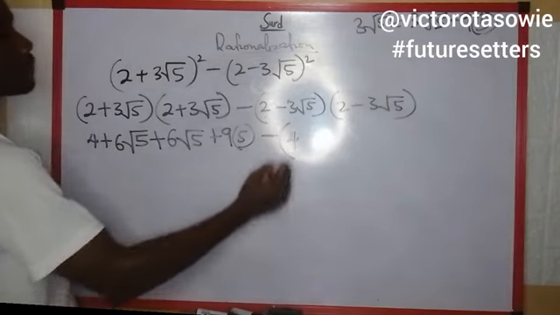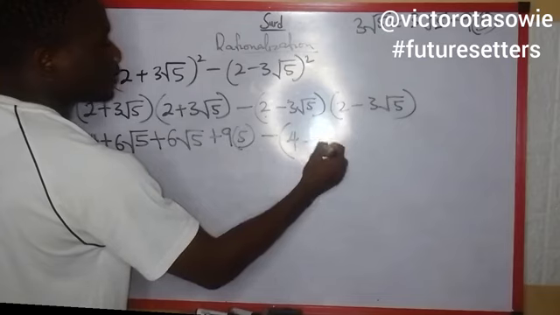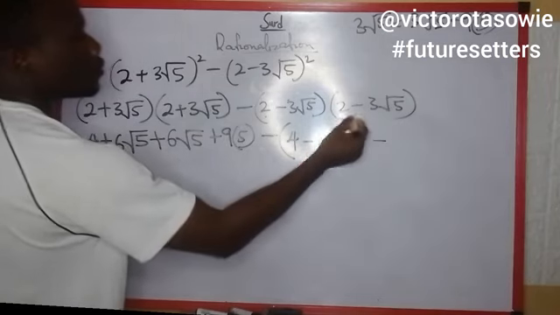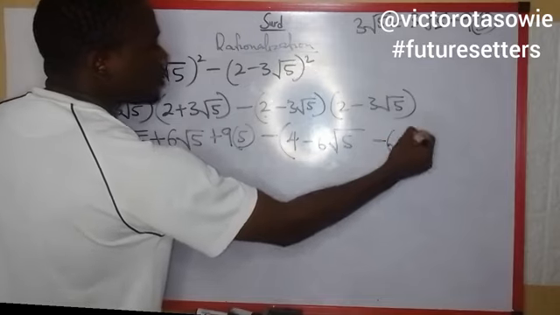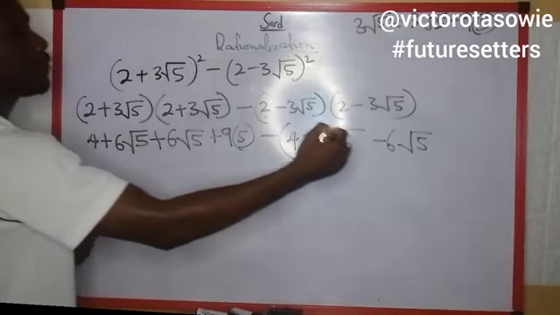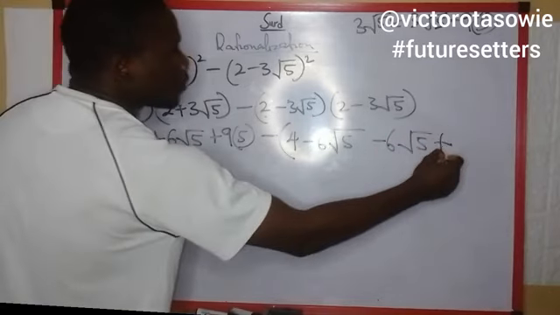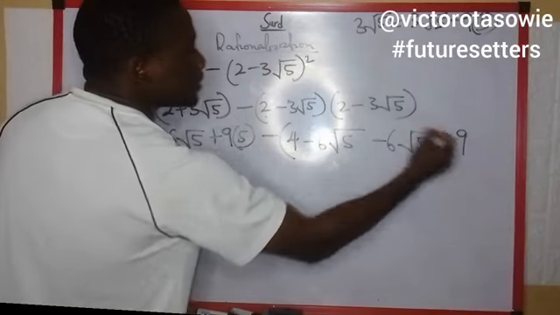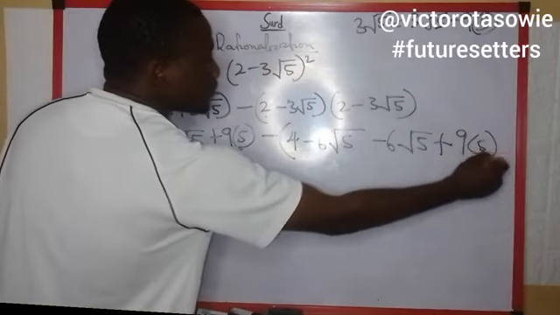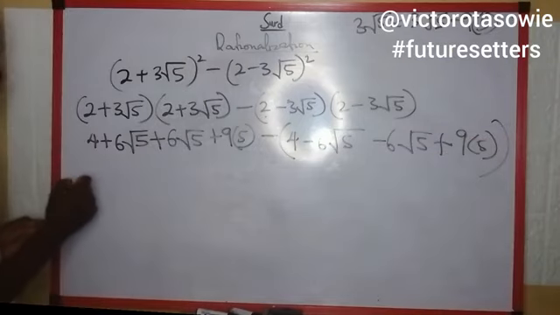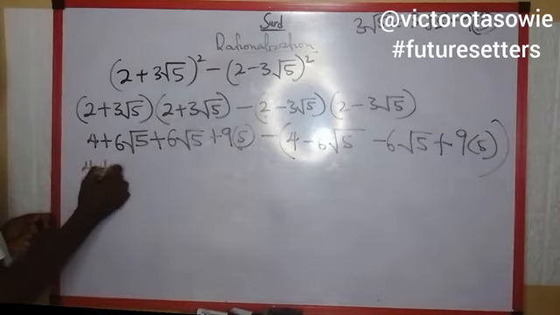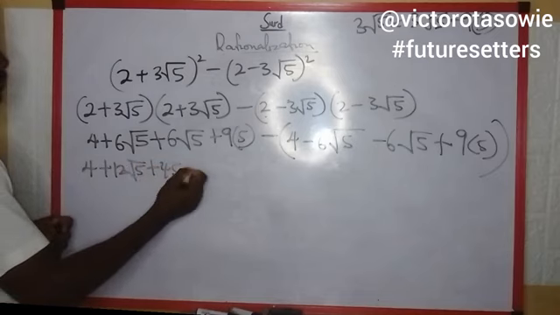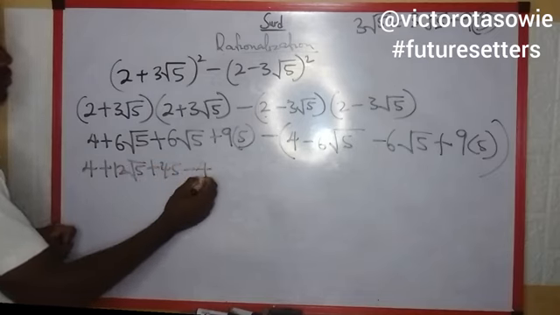2 times 2, 4. 2 times minus 3 is minus 6. What you have here is root 5. Minus 6 root 5. Then what you have here is minus times minus is going to give you plus. 3 times 3 is 9. Root 5 times root 5 is 5. So from here, we have 4 plus 12 root 5 plus 45 minus 4.